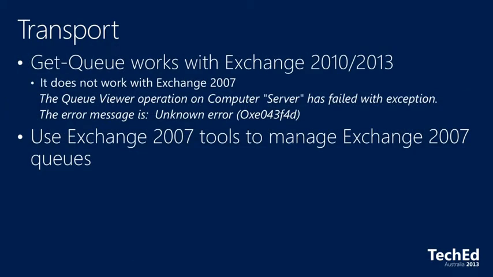Now, one thing about Get-Queue, though, that's another one of those cmdlets that doesn't have 100% backward compatibility. So it's only going to work with 2010 and 2013. It doesn't work with 2007. If you're running 2007 with 2013, you'll simply use the Queue Viewer in 2007 to view the queues in 2007. And of course, the queue velocity is only for 2013. You won't see queue velocity for 2007, obviously.